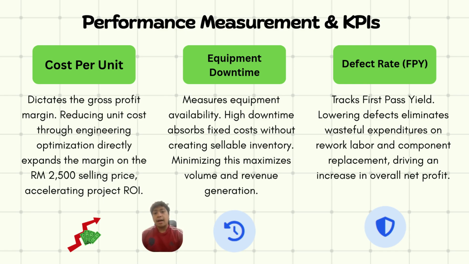Last but not least, defect rate or first pass yield. This tracks the percentage of hatchback units that fail initial quality testing. Defective units burn through variable costs like rework labor and replacement steel casings. Lowering this defect rate eliminates wasteful expenditures, instantly increasing net profit and improving overall ROI.